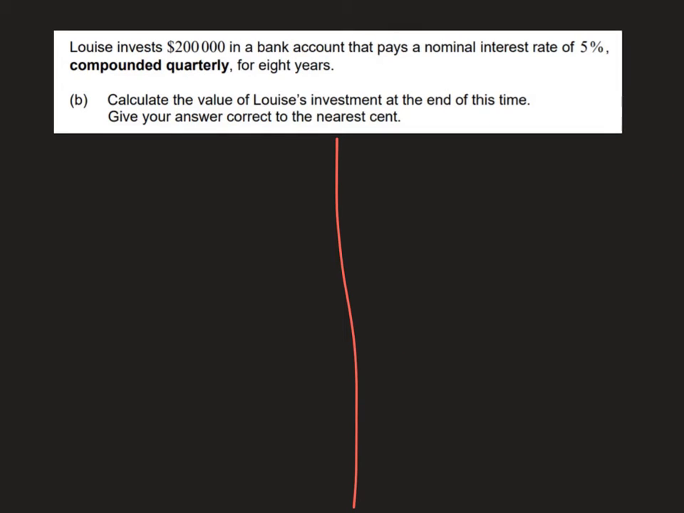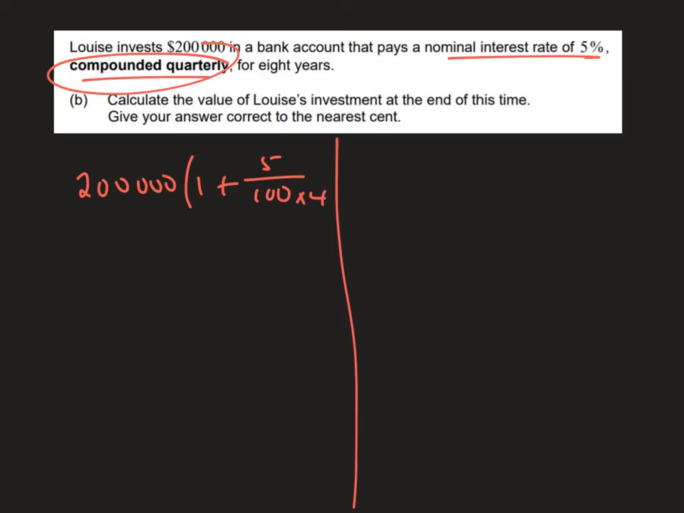Again, in part B, there are a couple of different ways you can solve this question. The first way, you just need to be mindful that it's compounded quarterly, is to use the formula. So again, your principal is 200,000, and we are going to be multiplying that by 1 plus, because we're getting interest, so we're receiving money here. So 1 plus 5% divided by 4, because here we're compounded quarterly, and then to the power 8 years times 4 periods per year.